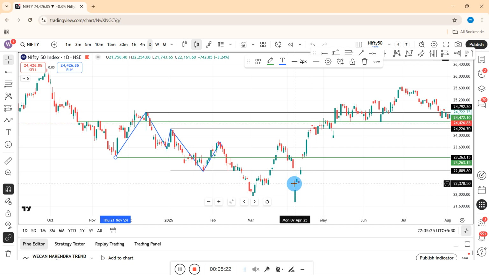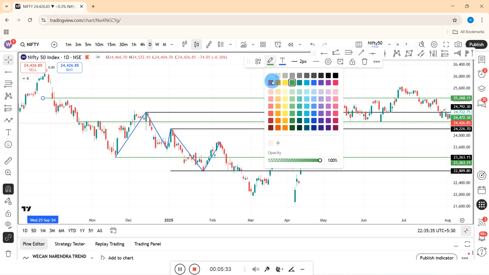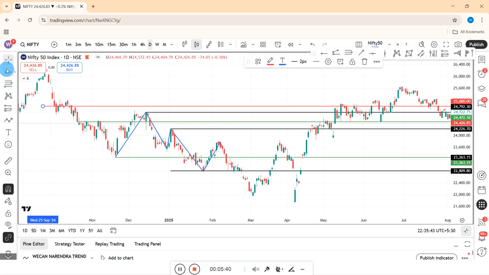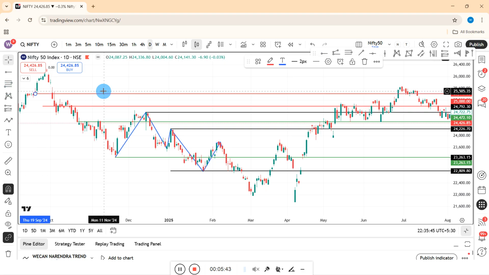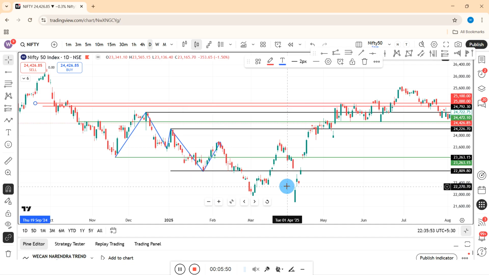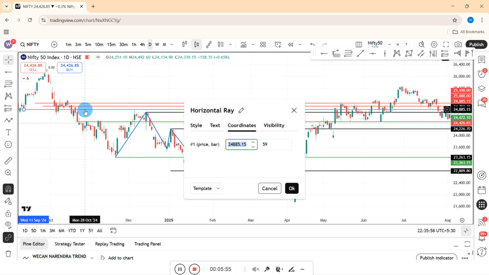The third method is round numbers. As we said, 26,000, 25,600. So draw those lines. I'm just drawing this in a different color. As I said, 25,000 is a round psychological number. Then you can draw 25,100. These are all round numbers. On the upper side, it all becomes resistance, and down I can draw 24,900.